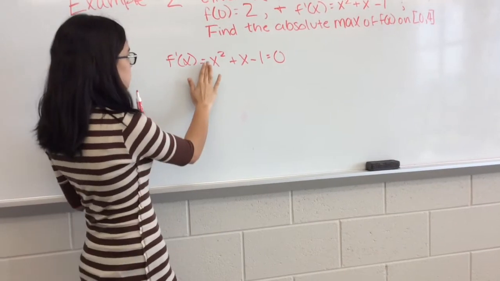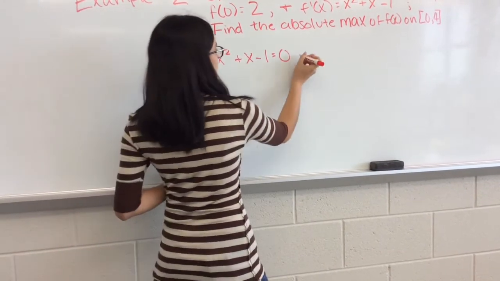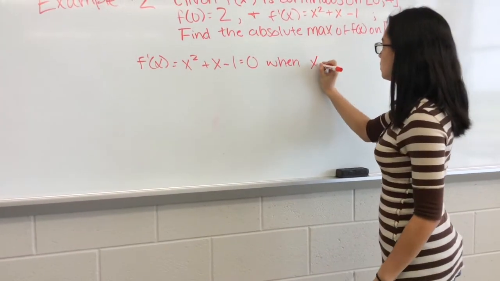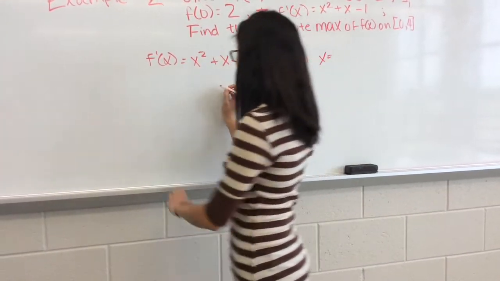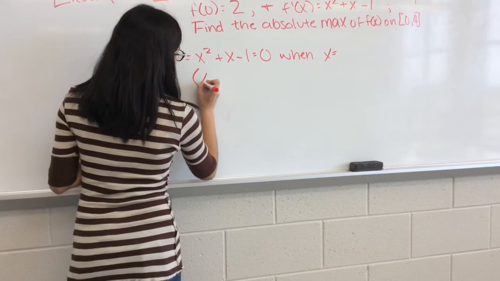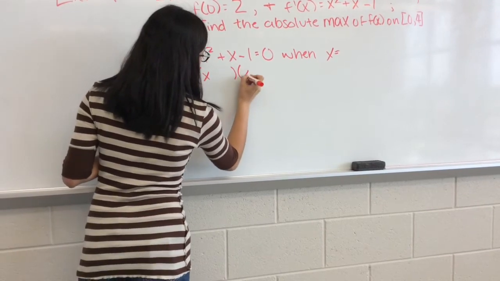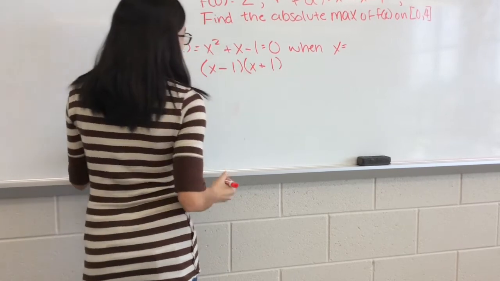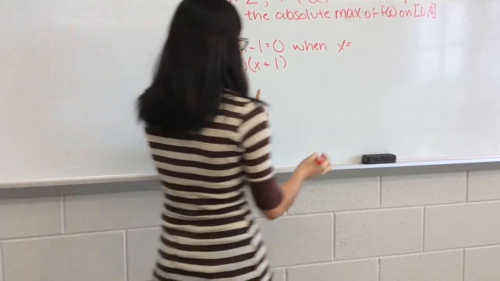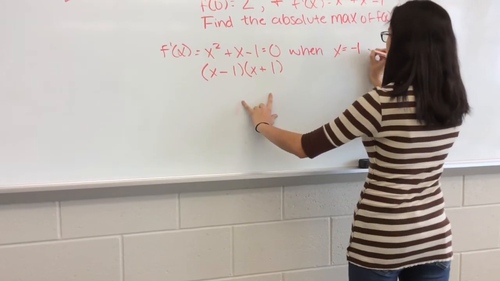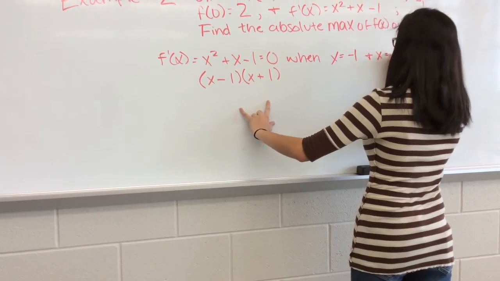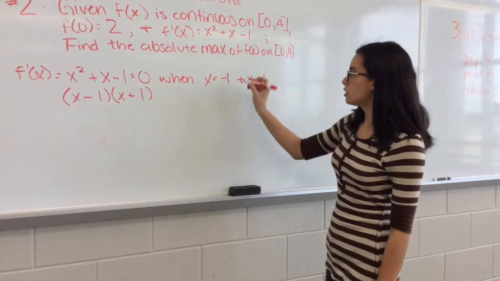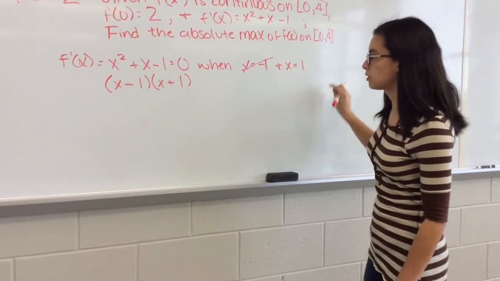And on the test, never do this. If you're going to do this, always write a when statement, when x equals. So we're going to factor here, and then this factors to be x minus 1 and x plus 1. So this is 0 when x equals negative 1 and x equals 1. However, since our interval is from 0 to 4, this one does not apply here.